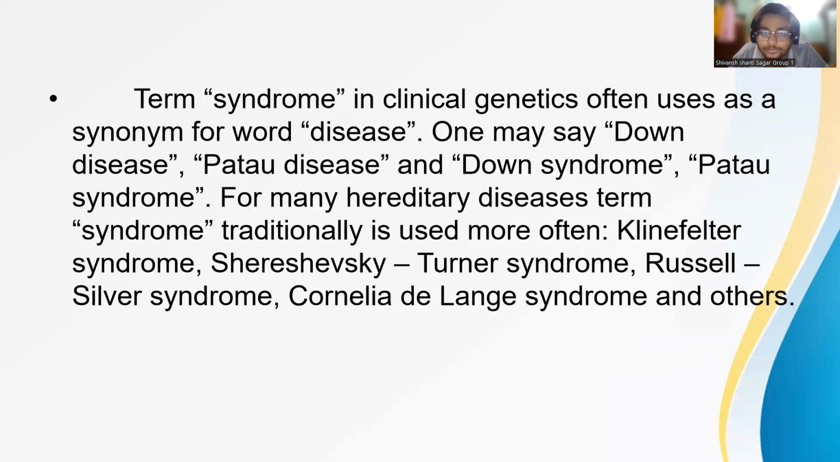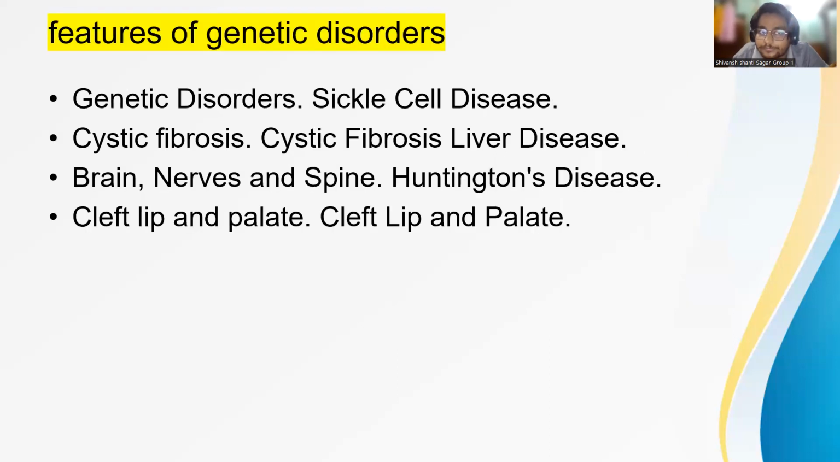The term syndrome is clinical, genetic, often used as a synonym for the word disease. One may say Down syndrome, Patau disease, and Down syndrome, Patau syndrome. For many hereditary diseases, the term syndrome is traditionally used more often, such as Klinefelter syndrome, Turner syndrome, Russell-Silver syndrome, and Cornelia de Lange syndrome, and so on.